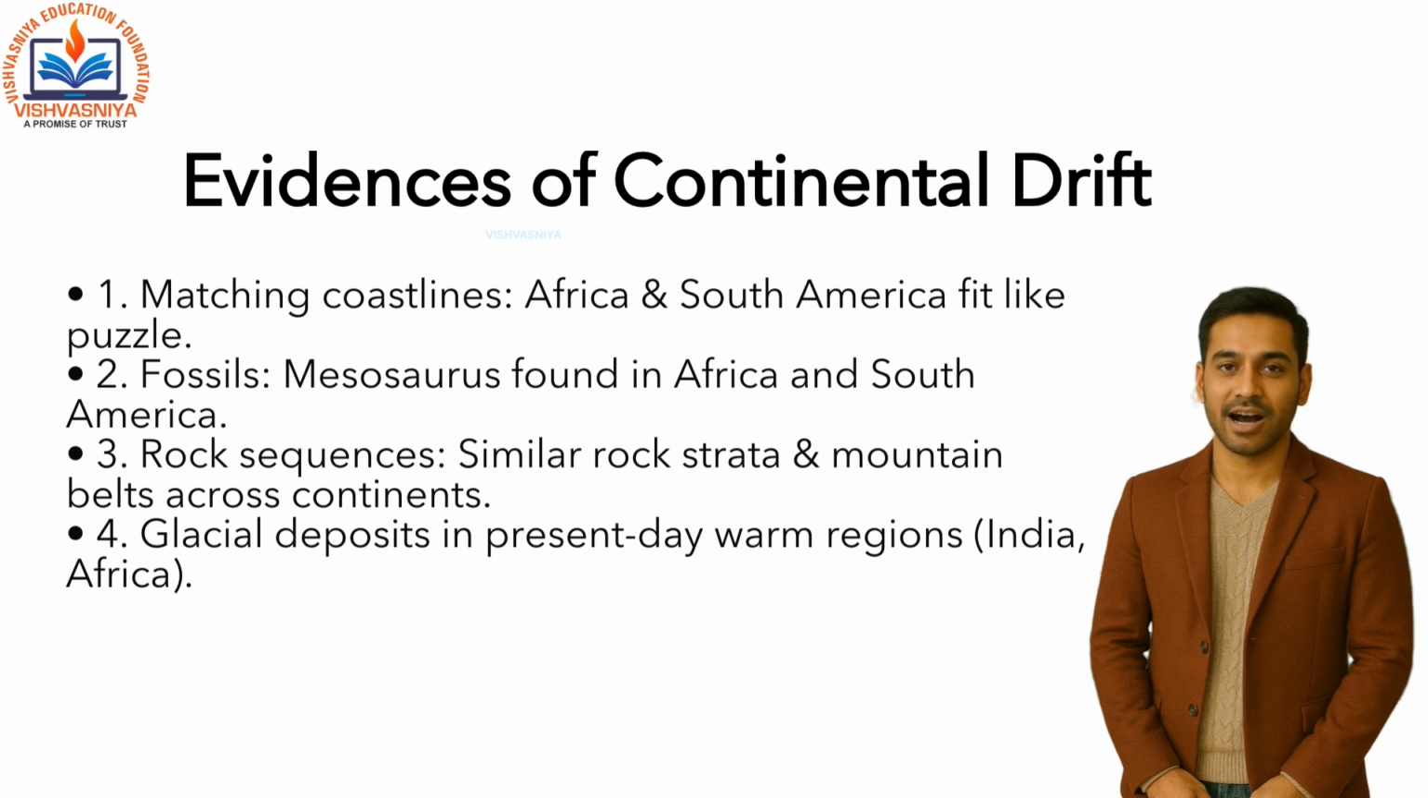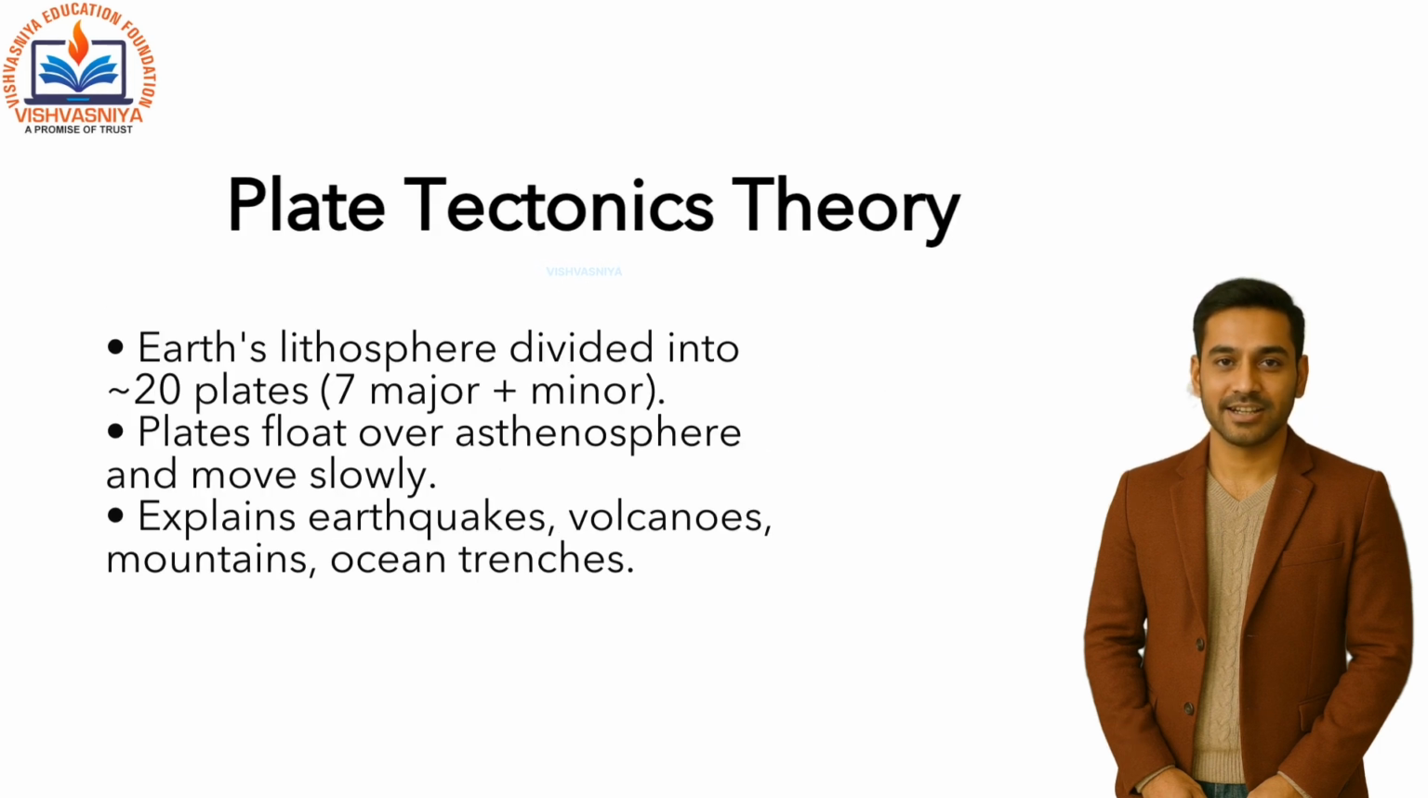Glacial deposits: marks of ancient glaciers were found in places like India and Africa, showing they were once located closer to the South Pole. Although Wegener's idea was revolutionary, at that time he could not explain how continents drifted, so many scientists rejected it. Decades later, Wegener's idea was refined into the modern plate tectonics theory.